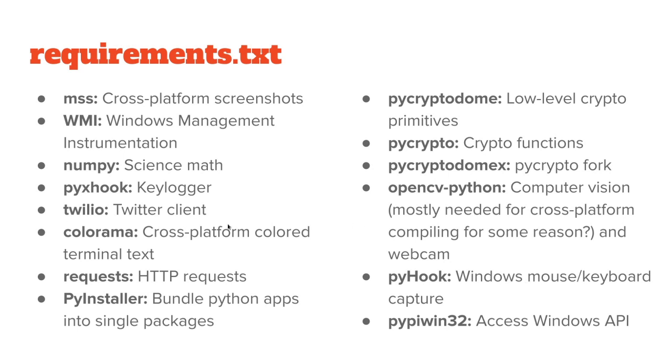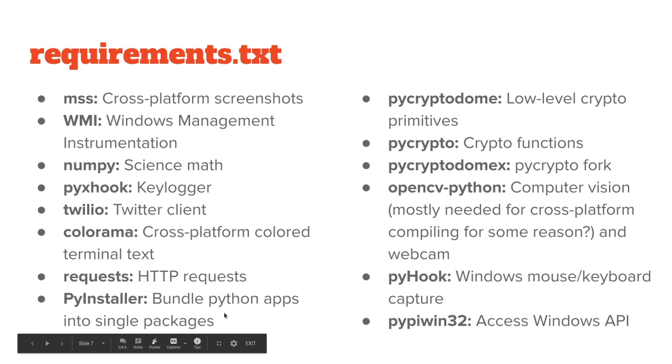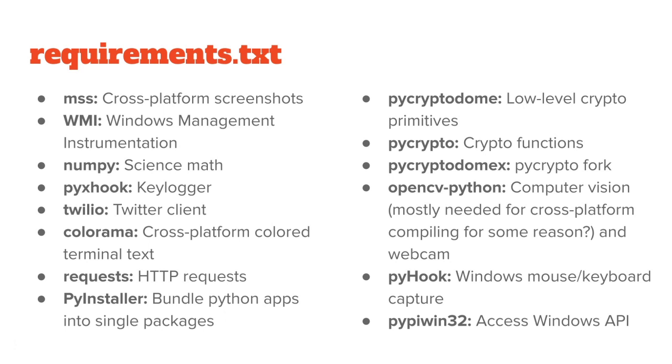There's Twilio, which is like a Twitter client that it can use possibly. There's Colorama for coloring terminal output, because the C2 server runs in the terminal, and who doesn't like jazzed up colory terminal text, because you always got to have flavor with your malwares. Requests is the standard Python library for making HTTP requests. PyInstaller is the magic that basically bundles up your Python program into an executable program, among a few other things, but that makes magic happen.